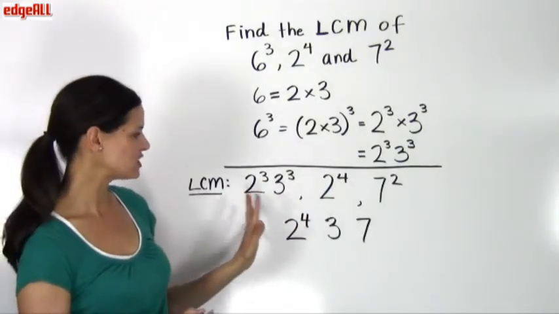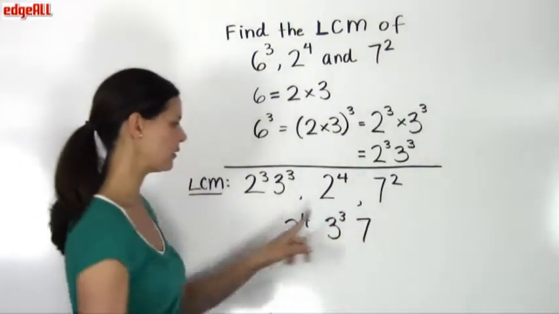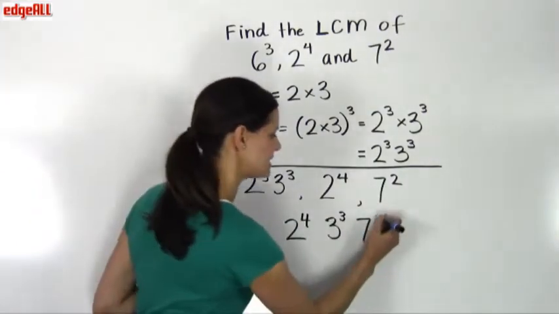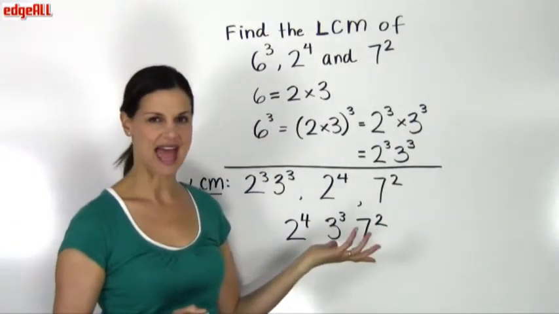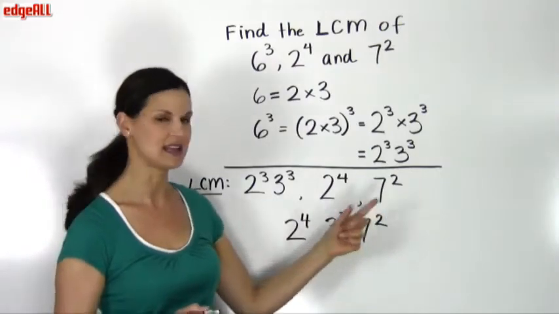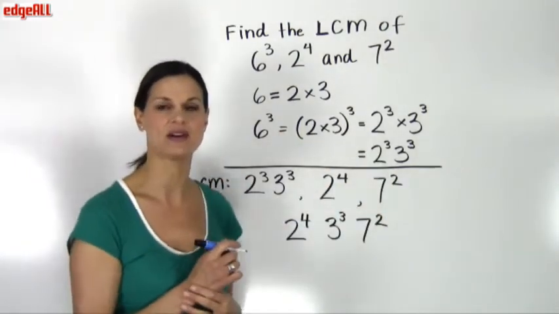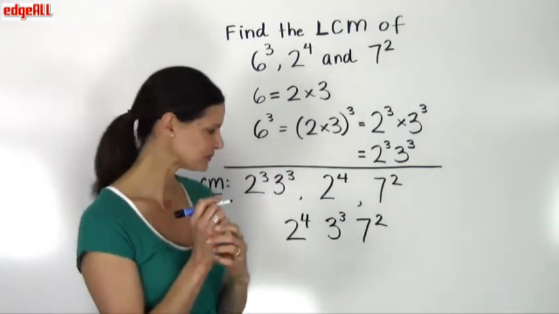Now, in this situation, I really only have one choice for my 3, so 3 to the third power, and I only have one choice for my 7, 7 to the second power. But if there were other sets of numbers using the prime number 3 or 7, and they were raised to different powers, I would always choose the one with the greatest power.